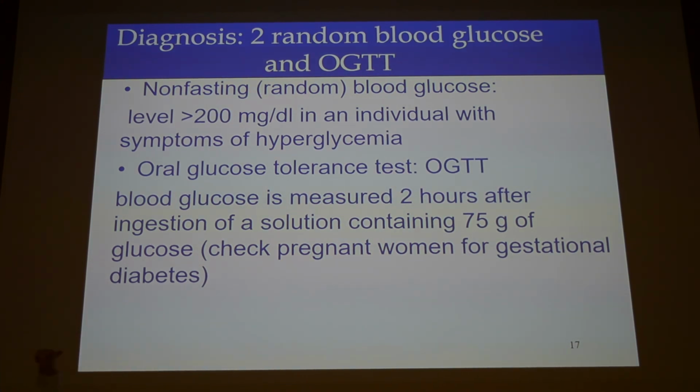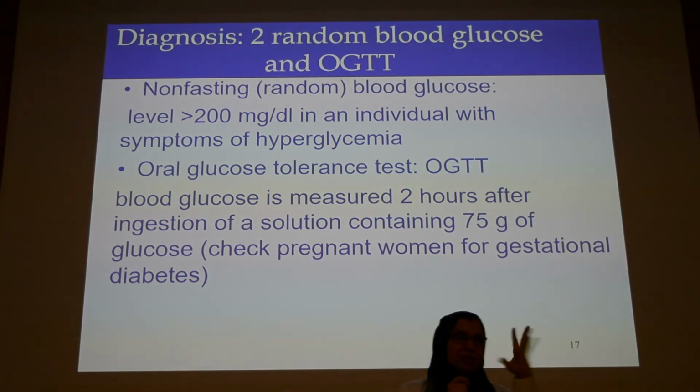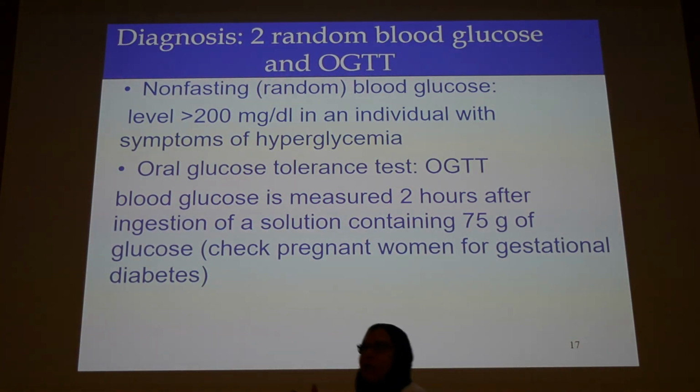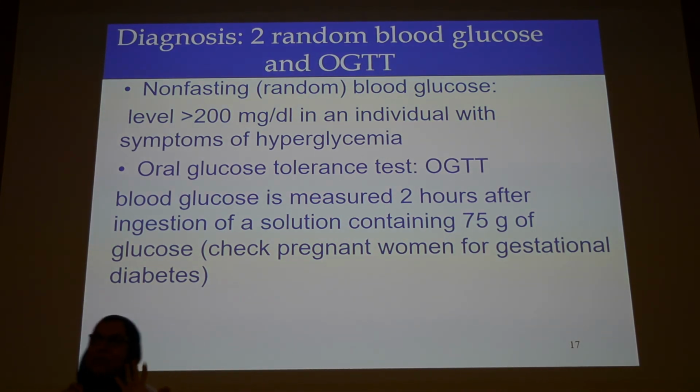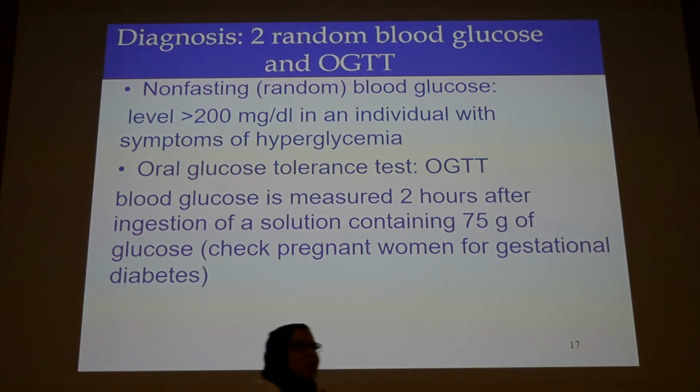So we have 3 types. We have the fasting, we have the random, we have the HbA1c, and we have the oral glucose tolerance test, OGTT. This is usually done for pregnant women, where they give them a liquid to drink that has 75 grams of sugar. They wait for 2 hours and they see how the body responded to that sugar, how the body tolerated that sugar. So it is usually done for gestational diabetes, which is diabetes during pregnancy.